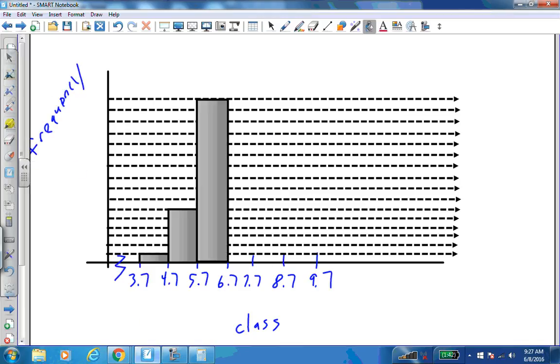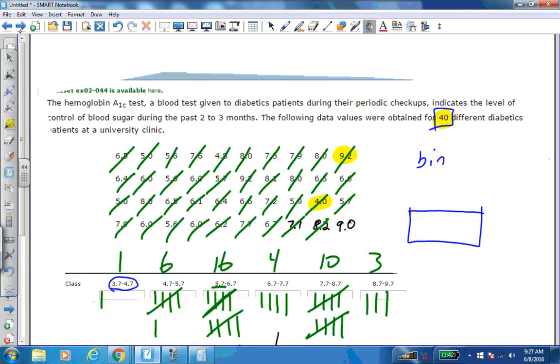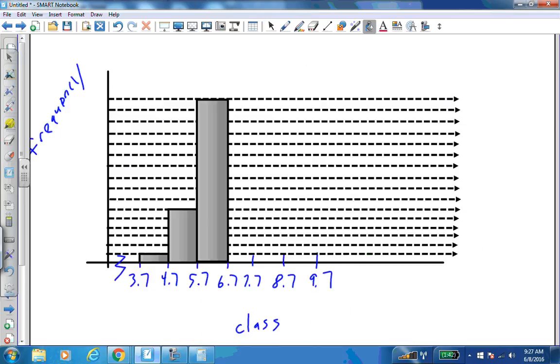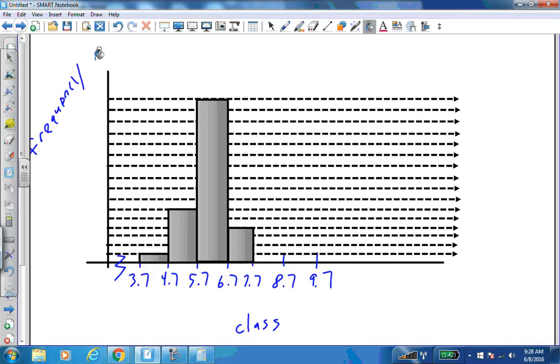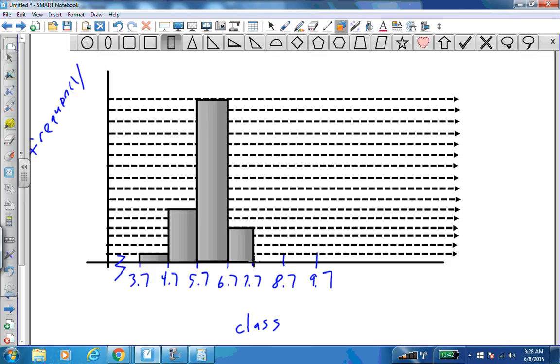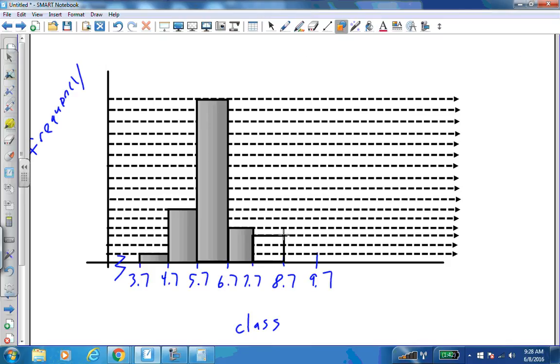From 6.7 to 7.7, that's 4. So 1, 2, 3, 4. 7.7 to 8.7, that's 10. 1, 2, 3, 4, 5, 6, 7, 8, 9, 10. And the last one is 3. 1, 2, 3.